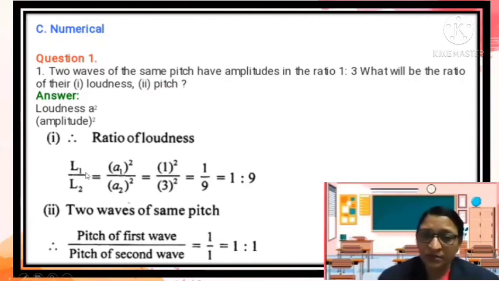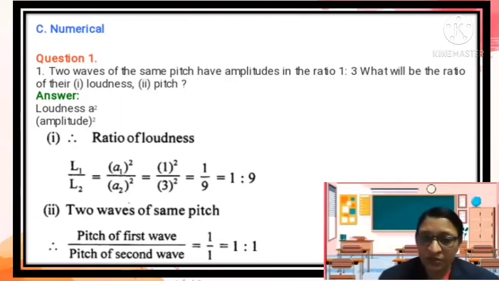loudness of the first object upon loudness of the second object. Here, the amplitude value of the first object is 1 and the amplitude value of the second object is 3. So 1 square upon 3 square, that is 1 upon 9. So the two waves of the same pitch with the ratio of 1:3 amplitude, their loudness will also be in the ratio 1:9.